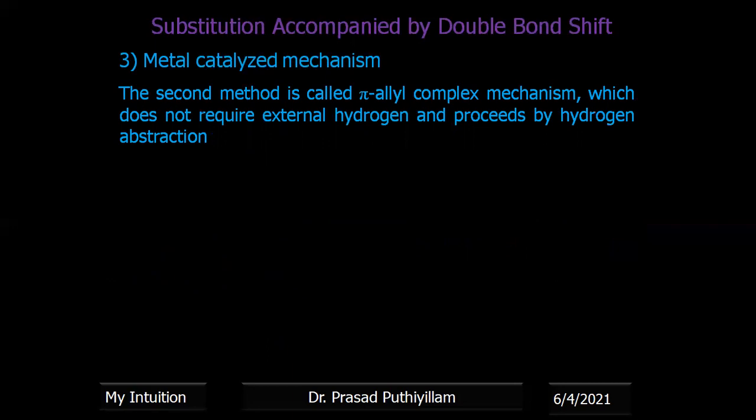In the previous one, in which the metal hydride is used, external hydrogen is added. Here, no external hydrogen is used. The hydrogen which is present in the substrate itself is used. So I'm drawing the substrate structure once again. Here the metal is used and it is supported by the pi bonds. So in the pi allyl complex mechanism, it forms a complex with the pi bonds.